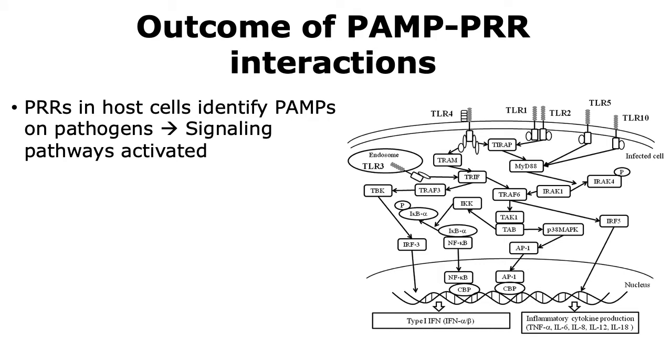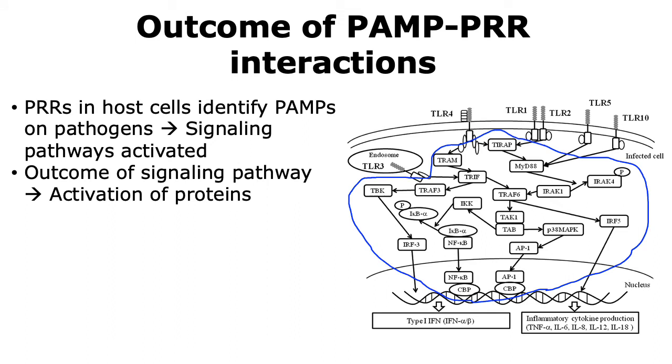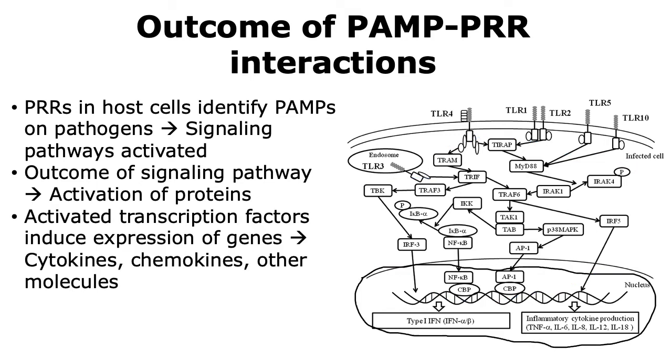When pattern recognition receptors that are present in host cells, as shown in the figure, identify PAMPs that are present on pathogens, signaling pathways get activated in the cell. An outcome of the signaling pathway is the activation of a series of proteins, and these proteins, once activated, can activate other proteins. Ultimately, transcription factors get activated, and they can bind to different regulatory sequences on DNA and induce the expression of a variety of genes, like cytokines, chemokines, and other molecules.